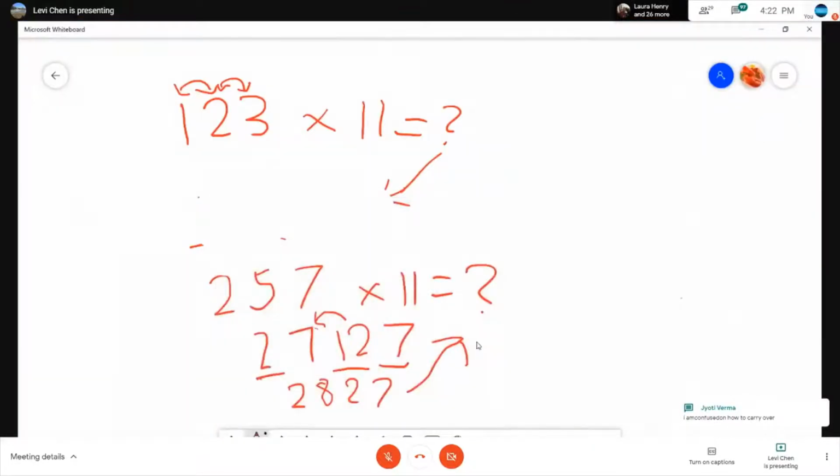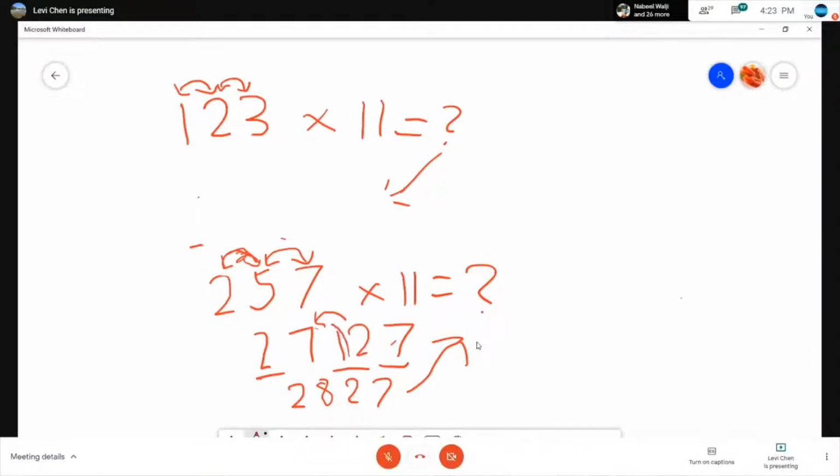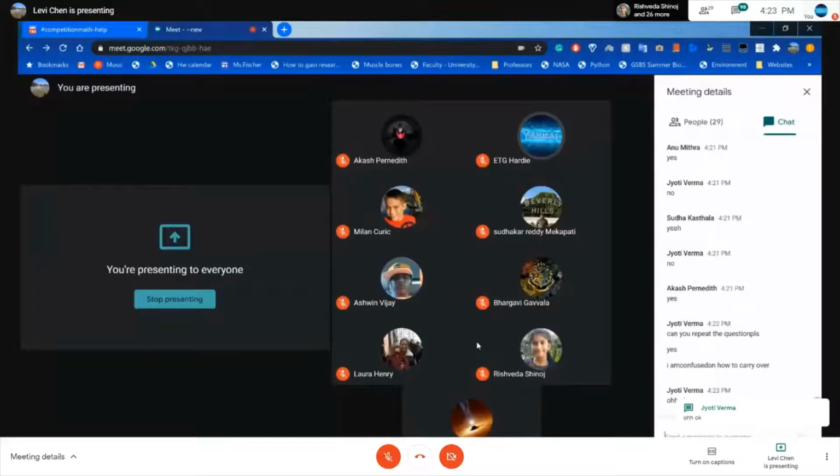Okay, so carrying over. Since this is 257, you move down the 2 and then the 7. Then you add these two, 10, and then 7 plus 5, that's 12. You can't have a 12 in the center because that would make it a whole digit bigger, so you move the 1 to the number in front of it. Instead of 7, it becomes 8. Then you drop the 2 down here. So it'll be 2,827.